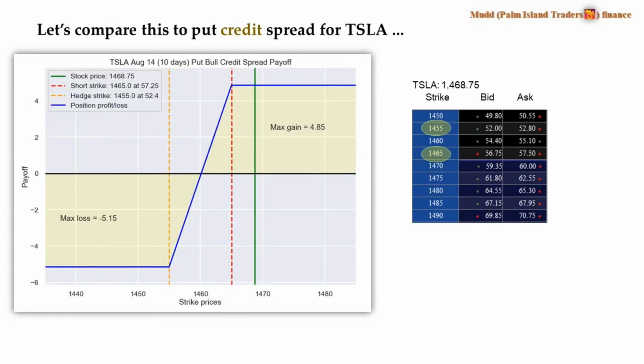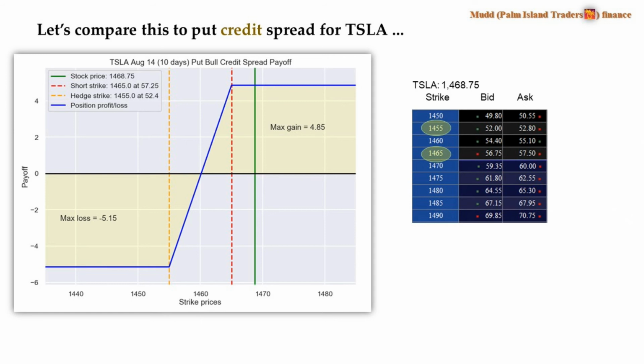Let's compare these debit spreads to credit spreads for these same securities. Let's also compare what we've just done to a put credit spread for Tesla. Now, in this case, of course, we're going to use puts, but this is still a bull credit spread. And so if we're looking at Tesla at 1468, then we're going to choose, because we're using puts, two options that are out of the money and below 1468. So let's choose the 1465 and the 1455.